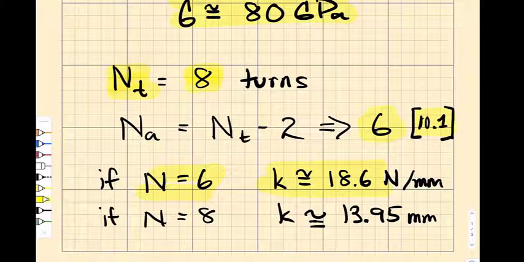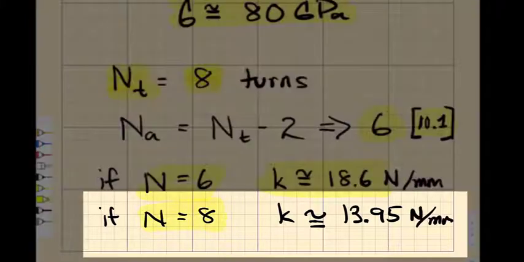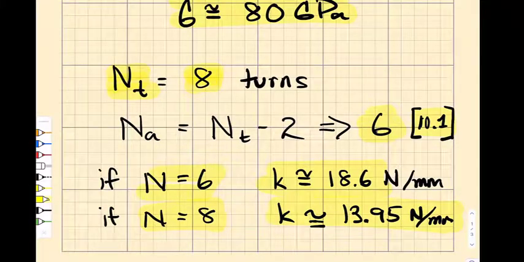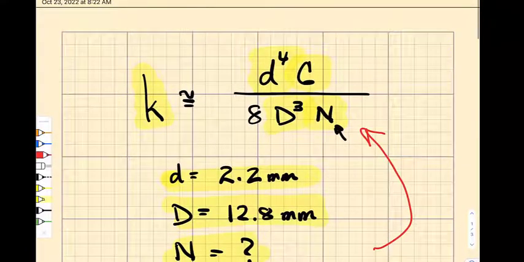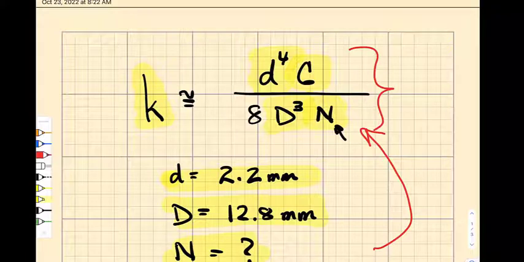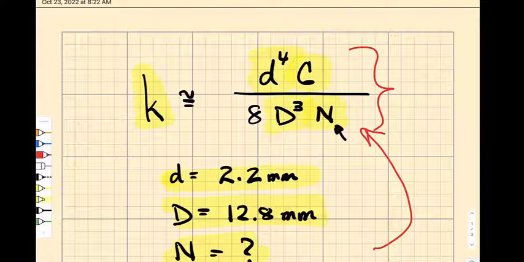If we use the total number of turns, n equal 8, we find that our estimated spring stiffness is 13.95 newtons per millimeter, which is in much better agreement with what we got out of the finite element simulation. The bottom line takeaway here is that this equation is an approximation. If you can get within 10% of what you experimentally measure, that's an excellent approximation. It is strongly dependent upon the number of active turns that you're going to use in your calculation to estimate the spring stiffness.